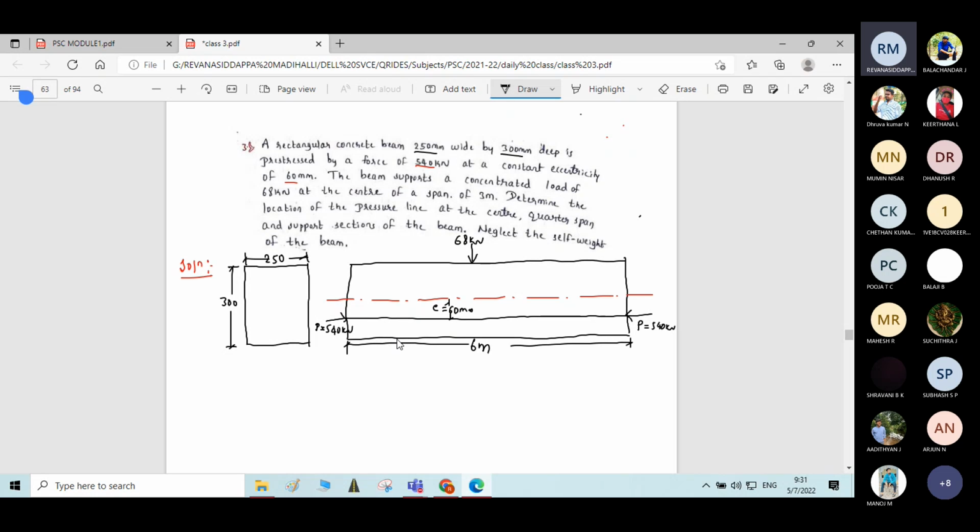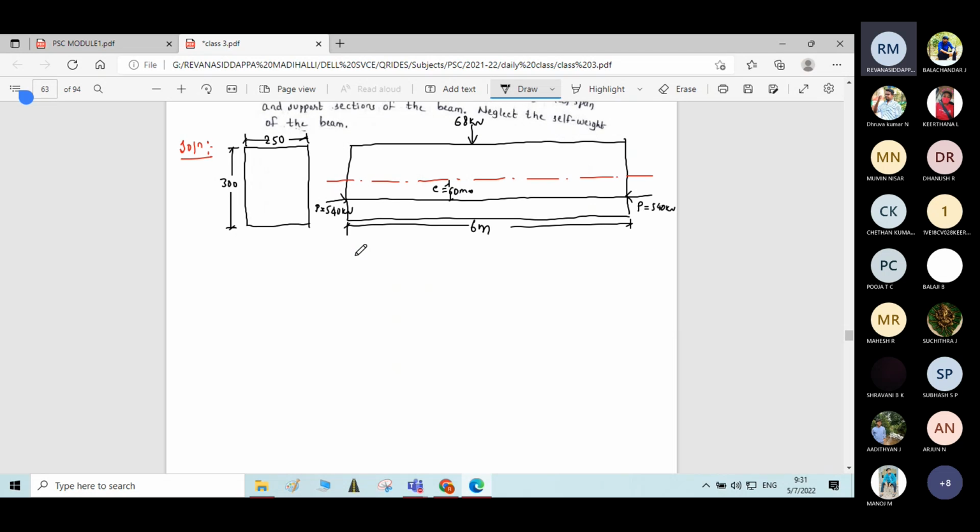Determine the location of the pressure line at the center, quarter span and support sections of the beam. Neglect the self weight of the beam. He said to neglect the self weight of the beam. Okay, same procedure again. The prestressing force P given is 540 kilonewton, that is 540 into 10 power 3 Newton.